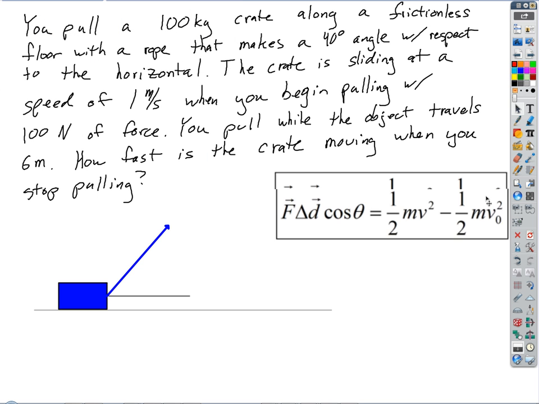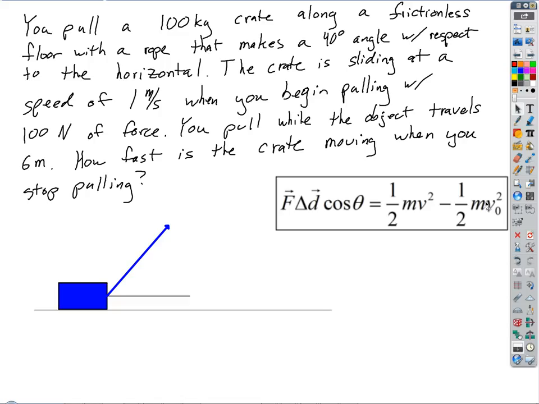Okay, so what about that? If we're going to use that formula, let's just add the right information to this picture that we need. So what's the angle? 40 degrees. What's the magnitude of the force? 100 newtons. What's the mass? 100. What's the initial speed? 1 meter per second. V naught is 1 in standard units, right?